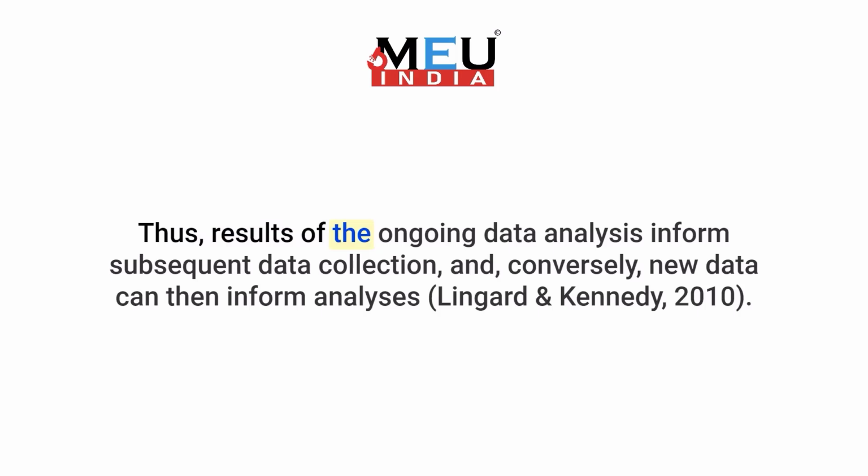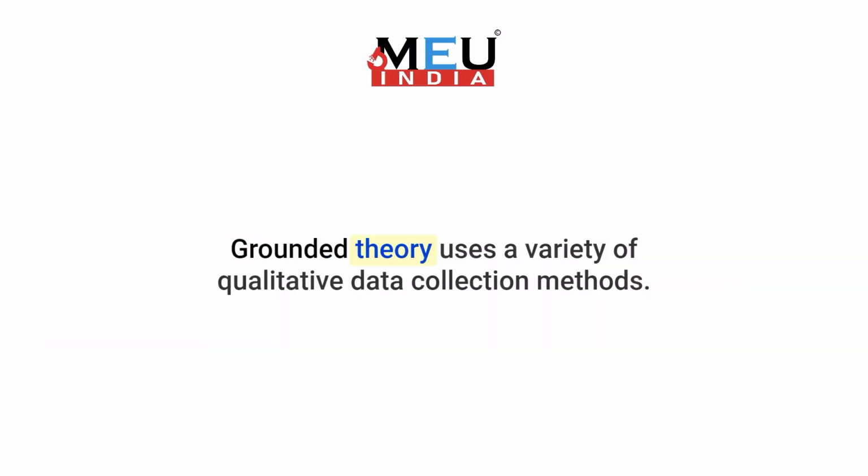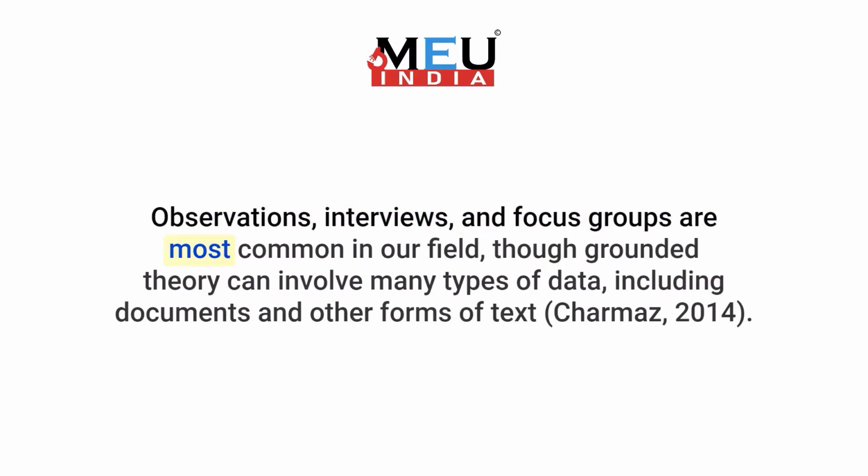Thus, results of the ongoing data analysis inform subsequent data collection, and conversely, new data can then inform analysis. Sampling procedures in grounded theory are initially purposeful, followed by theoretical sampling, in which researchers generate new data in order to further develop their evolving analyses. Grounded theory uses a variety of qualitative data collection methods. Observations, interviews, and focus groups are most common in our field, though grounded theory can involve many types of data, including documents and other forms of text.